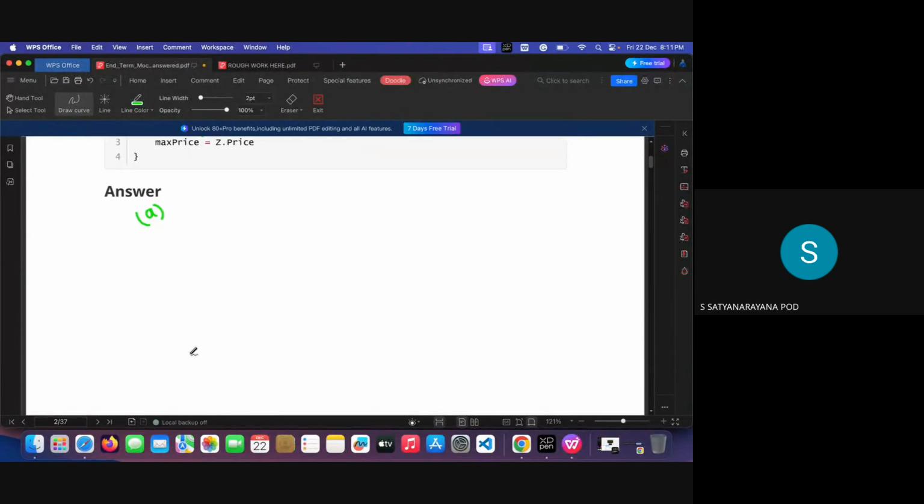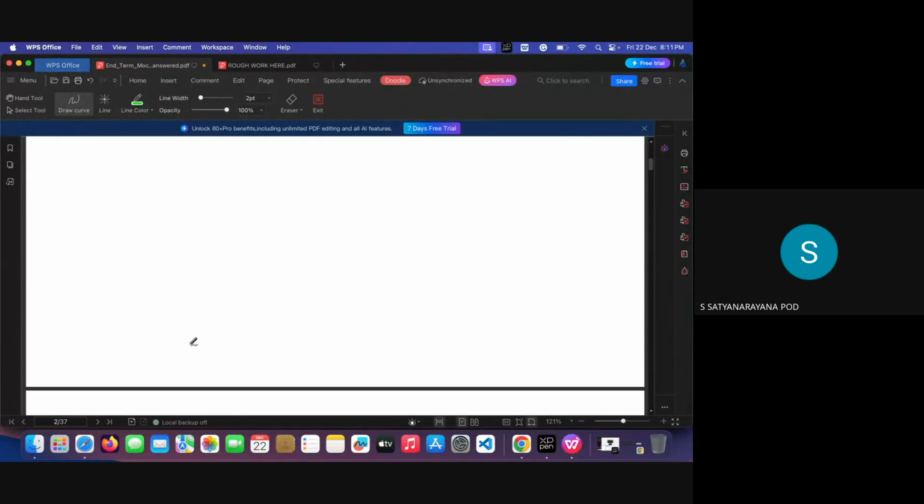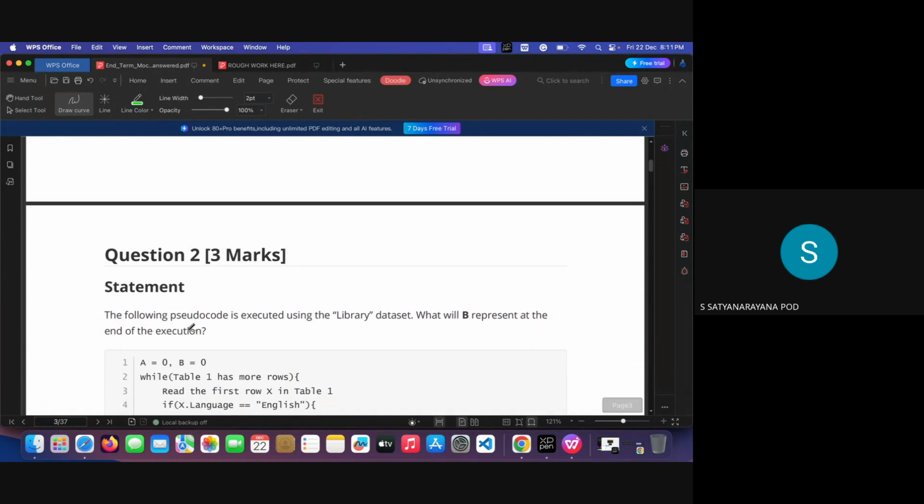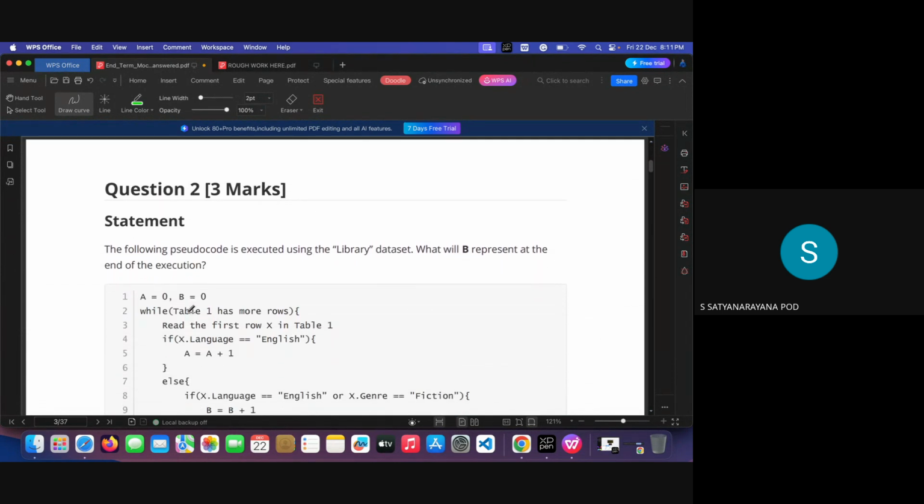Now we are going for the second question. The following pseudocode is executed on the library dataset. What will B represent at the end of the execution?